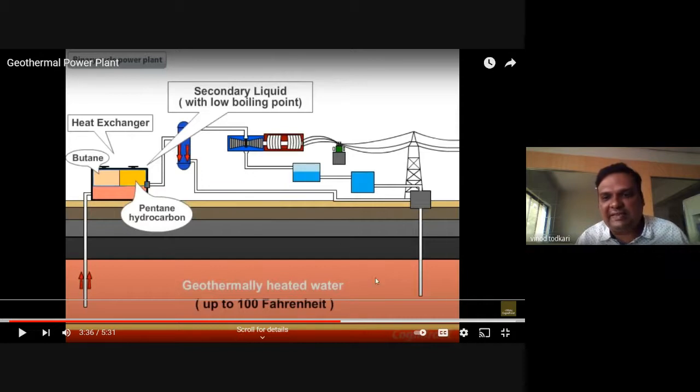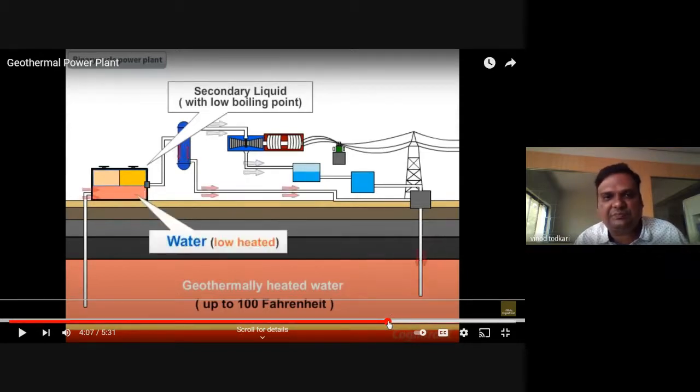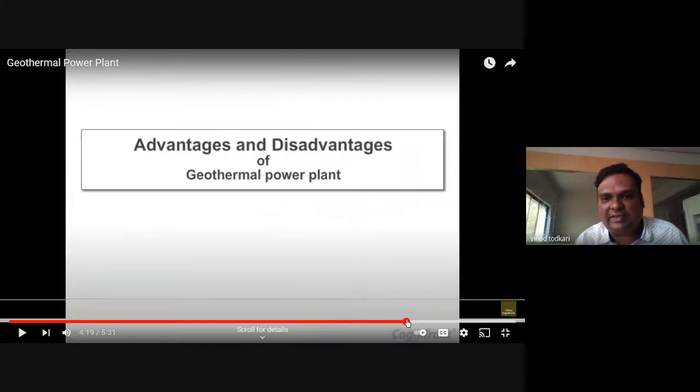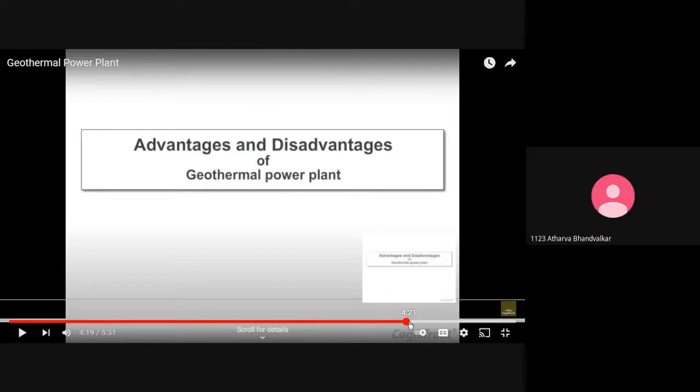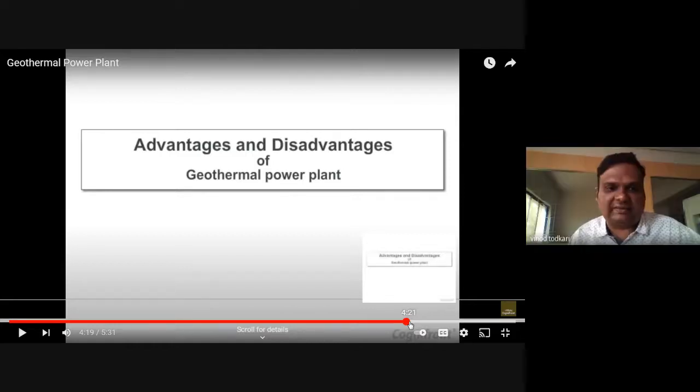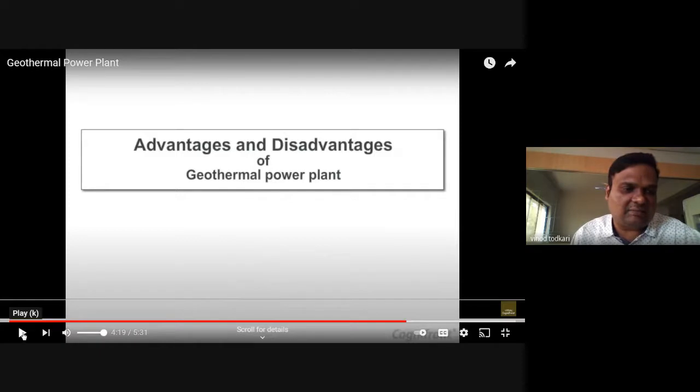So I believe that this concept is clear to you. So we have seen three. Which are those? We have seen three geothermal power plants. Which are those? Dry steam, flash steam, and binary. Excellent. Dry steam, flash steam, and binary power plant.